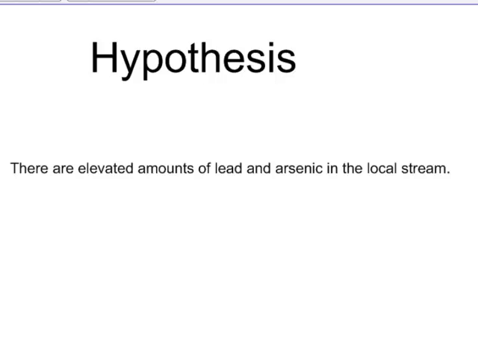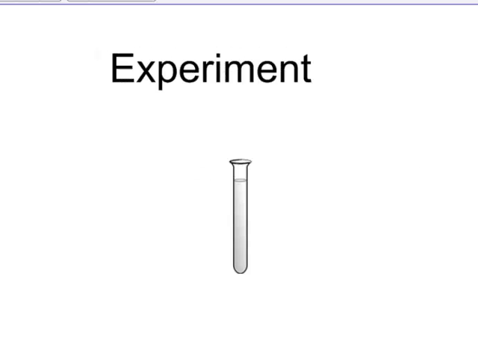Now, from there, knowing what it is you want to study, you can go and design experiments. A couple things to remember about experiments. One is that the experiments can only change one variable at a time. So even though my hypothesis said lead and arsenic, I need a set of experiments that are going to test for lead, a set of experiments that are going to test for arsenic.